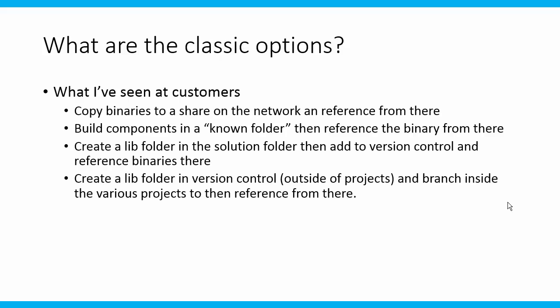So what are the classic options that we see customers use when we actually try to solve this problem? The most obvious one is to copy the binaries to a share on a network and then reference from there. The next one would be to build our components to a known folder. Might be a share, might be on our machine somewhere using .bin or something, and then reference that binary from there. That works great in Visual Studio, doesn't work really well on your build server.